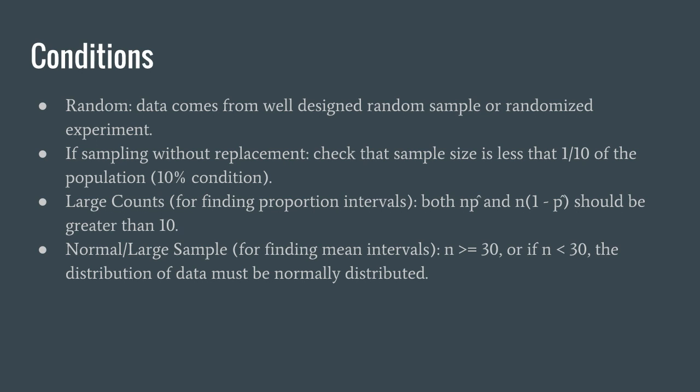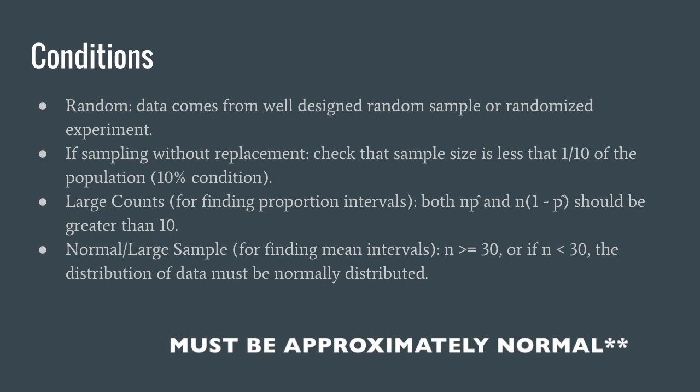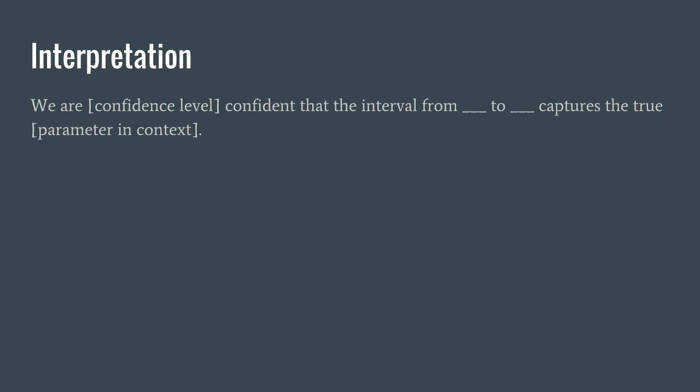If you're using proportion intervals or a z-interval, you have to check that both n times p hat and n times 1 minus p hat should be greater than 10. And then if you're using mean intervals or a t-interval, you should check that your sample size is greater than or equal to 30. If it's less than 30, then the distribution of data must be normally distributed. To interpret it, you just say that we are your confidence level confident that the interval from blank to blank captures the true, and then your parameter and context.